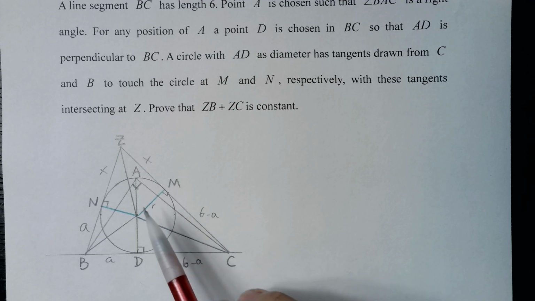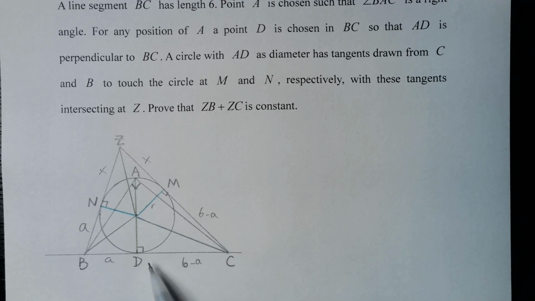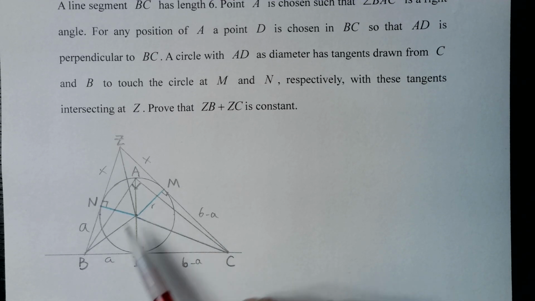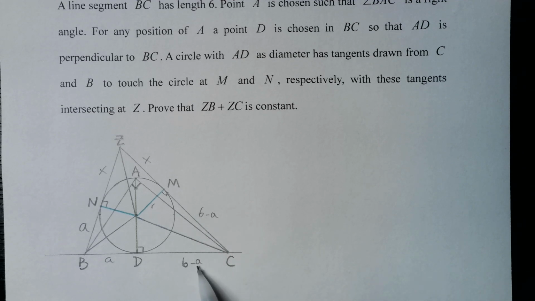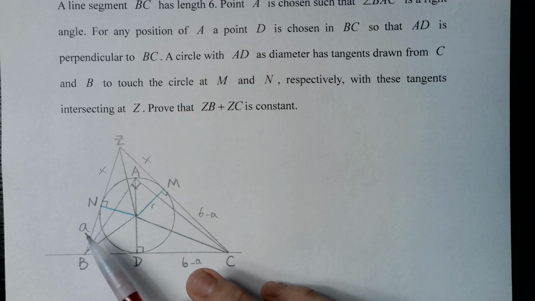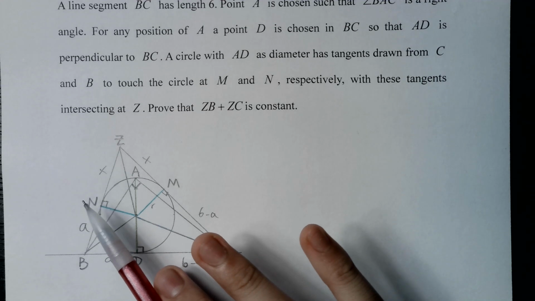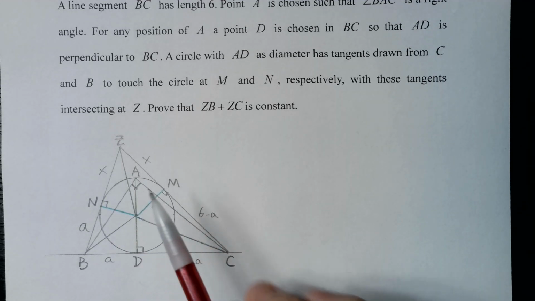And similarly, because these two lines, DC and MC, are both tangent and perpendicular to the radius of the circle, we know that these two are the same. It's just a formula. Now we know that this is 6 minus A, and this side also has to be 6 minus A. Similarly, on this side, we know that this side is also going to be A, because this side is A, and these two lines here are tangent. And so we'll just label this as X. We know that these two are also tangent, so this one's also X.